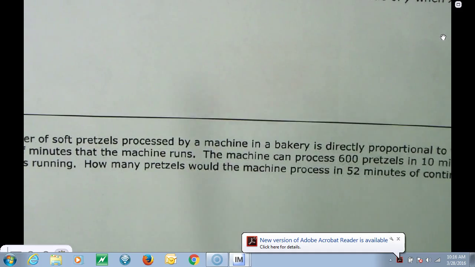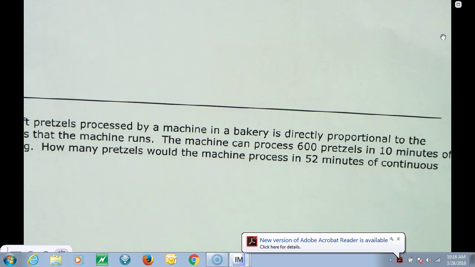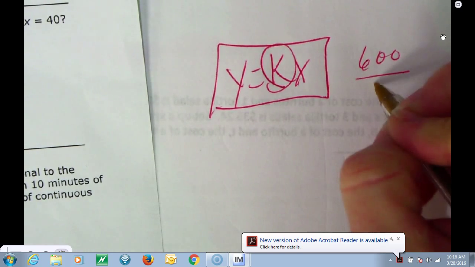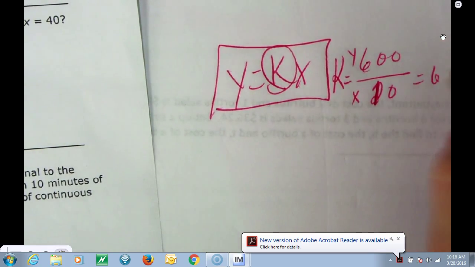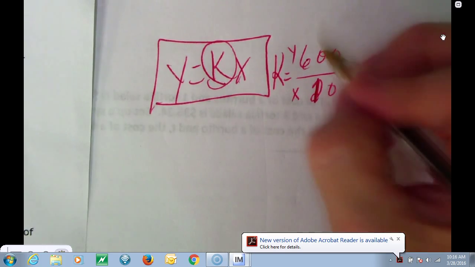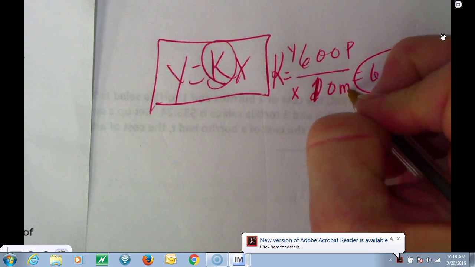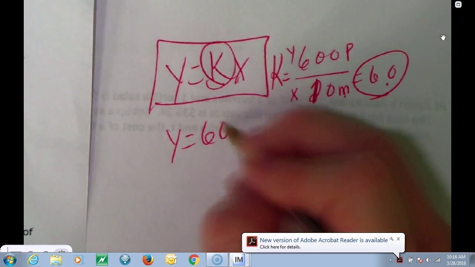So, let's see, what would we divide? If it can make 600 pretzels in 10 minutes, why would you want to be dividing 600 by 10? Because you want the pretzels per minute. You don't want the minutes per pretzel. That doesn't make any sense. So divide 600 by 10. 60. So 60 is your k. This is pretzels, this is minutes. So x is minutes, always label. So we know y is 60x.